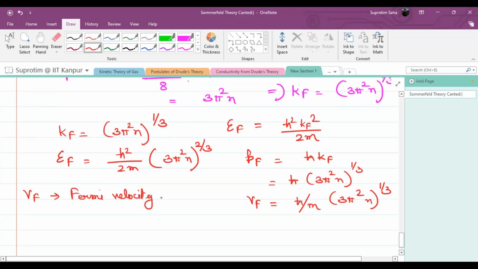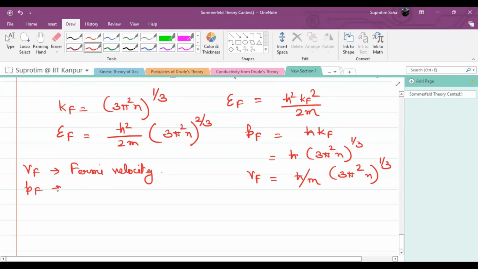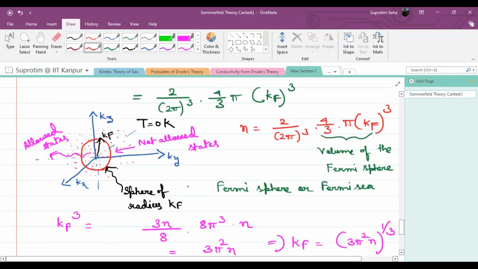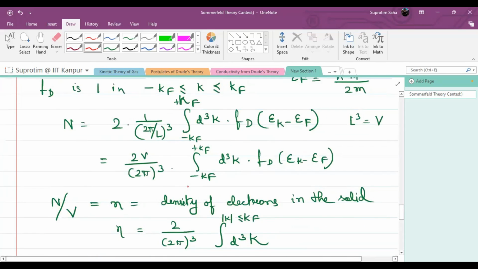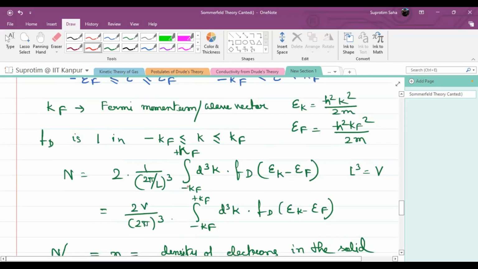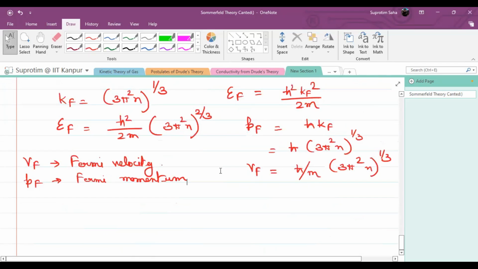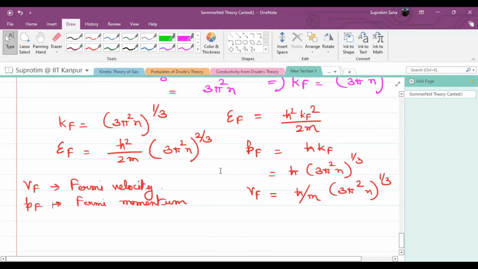Is your Fermi velocity. Pf is Fermi momentum. So automatically you get all these values from the consideration that you have periodic boundary conditions, and your momenta states are discretized as a result of it. And with the imposition that you are working at T equals 0 Kelvin, the Fermi-Dirac distribution will have unity value only up to the Fermi energy.